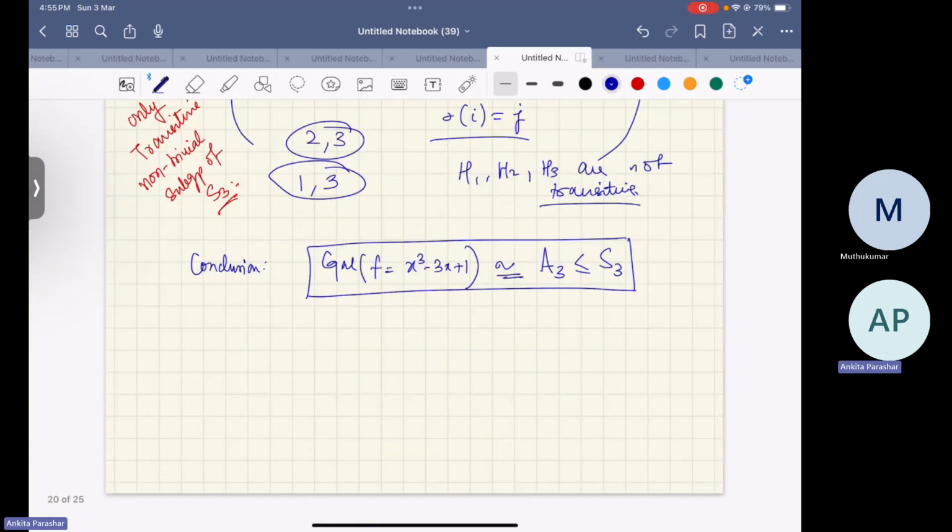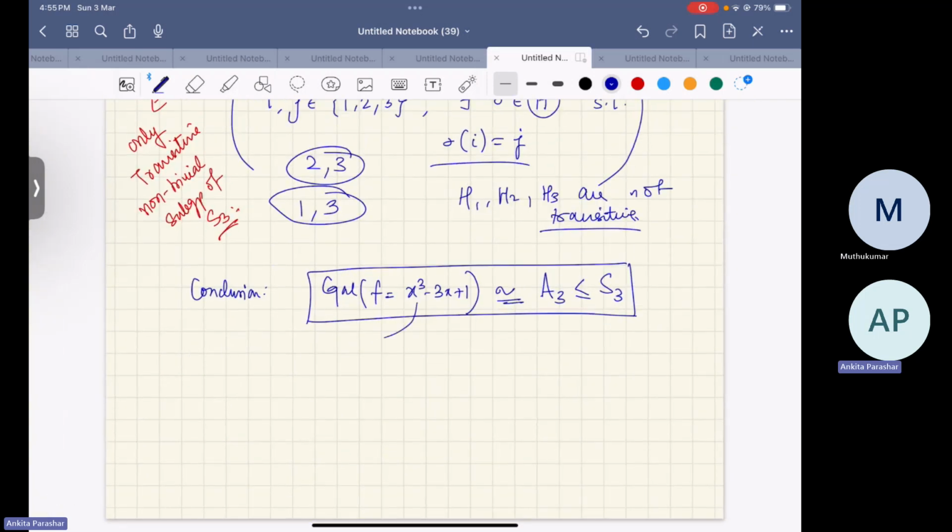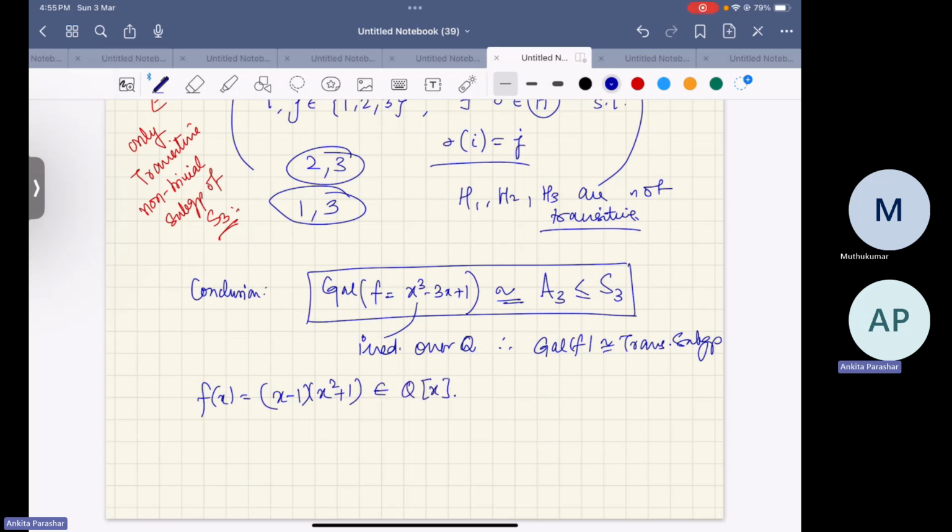So let me just give you quickly. Note that this is irreducible over here, and therefore the Galois group is isomorphic to a transitive subgroup. But let me give you a polynomial, (x minus 1)(x squared plus 1). Is it irreducible? It is reducible. First property is this.